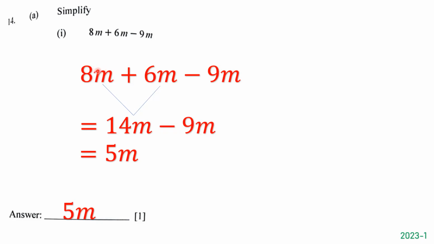So we're going to add 8m and 6m. What is 8 plus 6? If we add them, we just get 14. And don't forget to put the m as well. Now we bring down the negative 9m. Now what is 14 minus 9? If we perform the subtraction, it is 5. And we put the m here. So our answer is 5m.